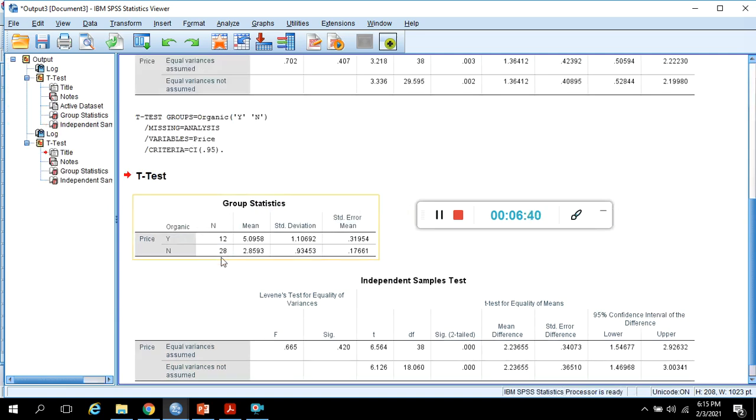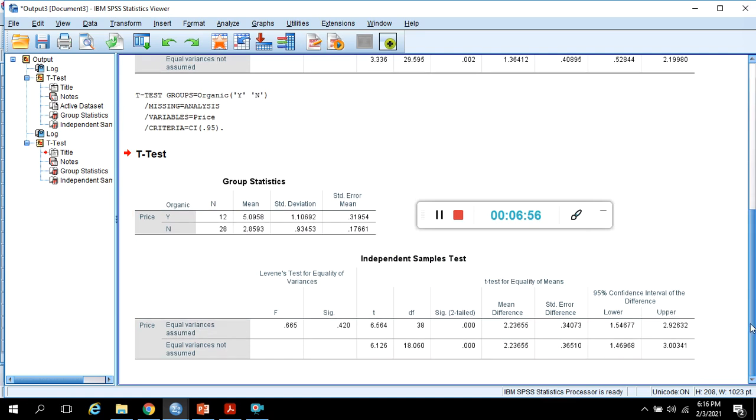This is what I get. I get my group statistics. The organic eggs are $5.09 a dozen. The inorganic eggs are $2.85 a dozen. And yeah, this is the data. This is just descriptive stats on the top, but then on the bottom we have the independent samples test.